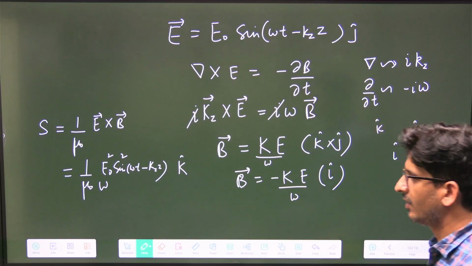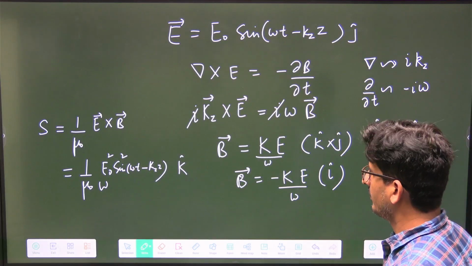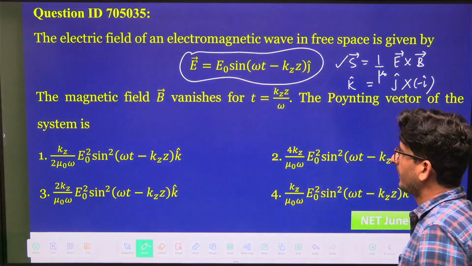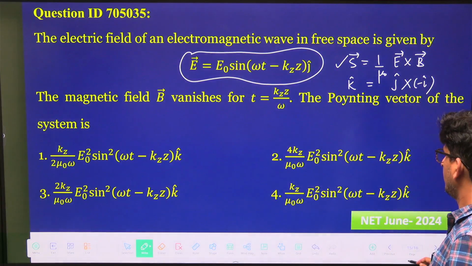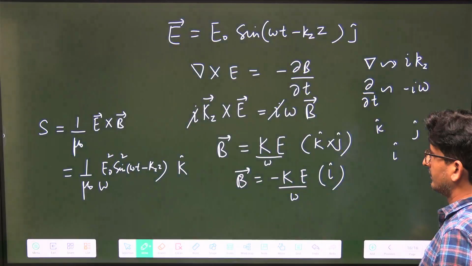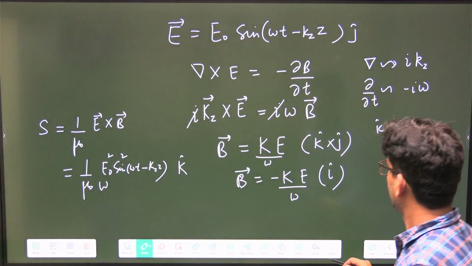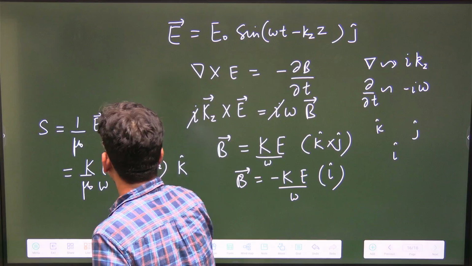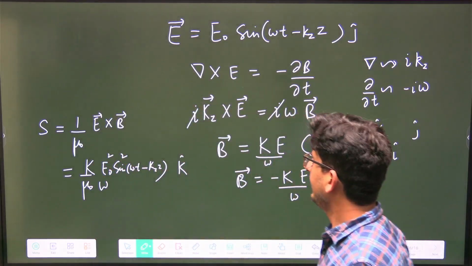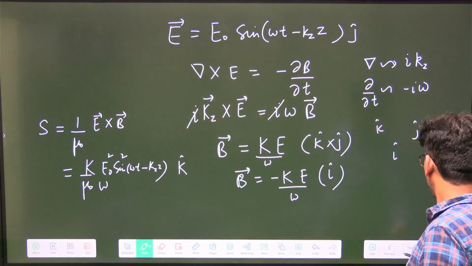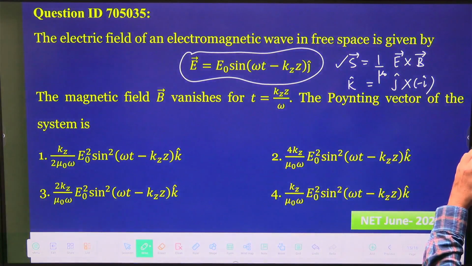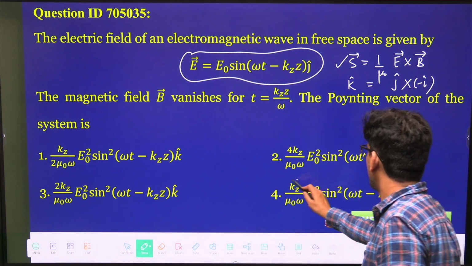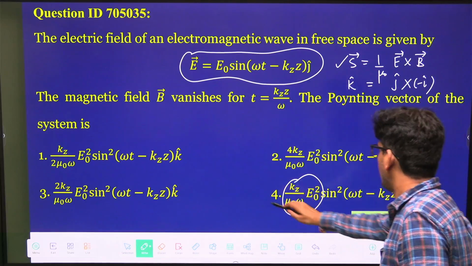So now let us go for the options. 1 upon mu naught omega E naught square sine square, and this kE, so k is also there. So what is this? k E naught square by mu naught omega sine square this. So option 4 is correct.